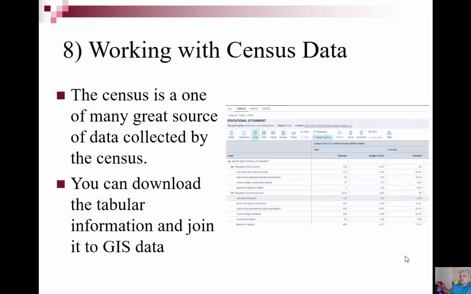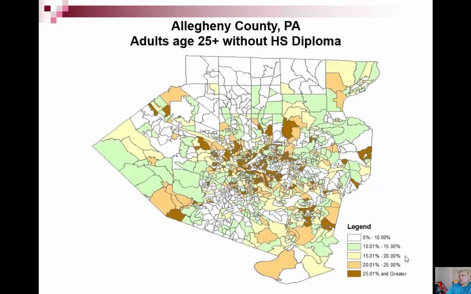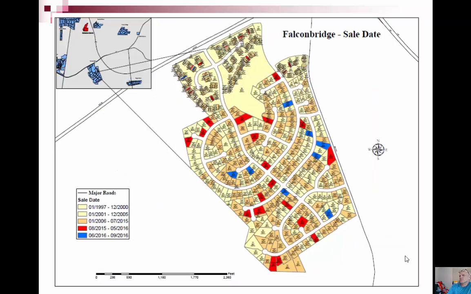And then working with census data. Census is one of the great sources of data. We can download these data at various scales. And so we can look at phenomena such as adults age 25 plus without a high school diploma. This is one of our former students. This is what they do for a living. So we can map parcels and look at the sales deed dates for these.